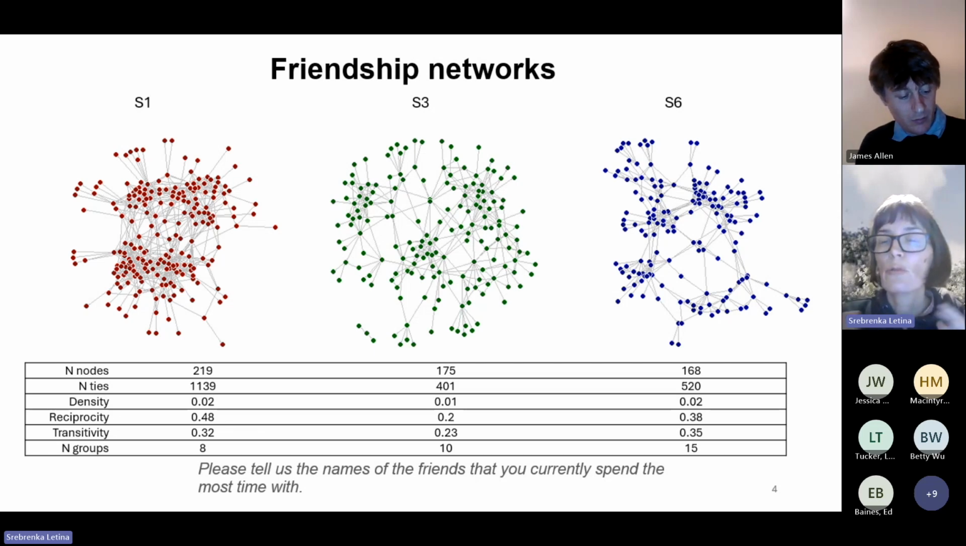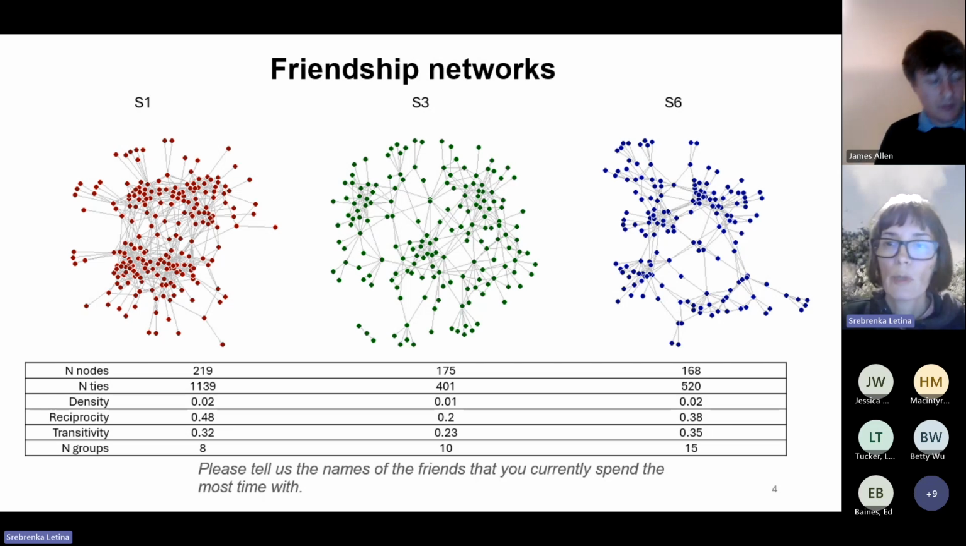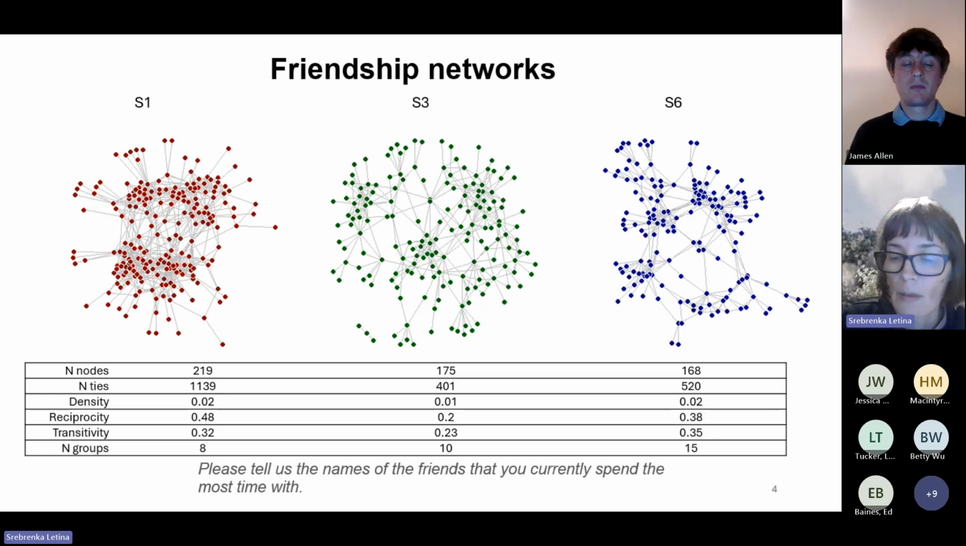And for the number of groups, we just use one of many community detection methods to give us an idea how modular the network is. And you can see that there is a difference among the older school years. You can see more groups.